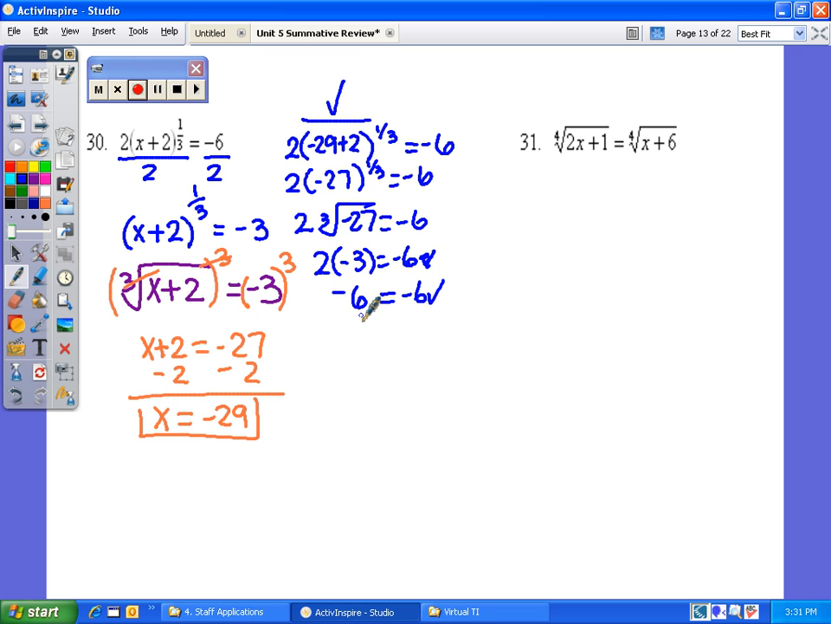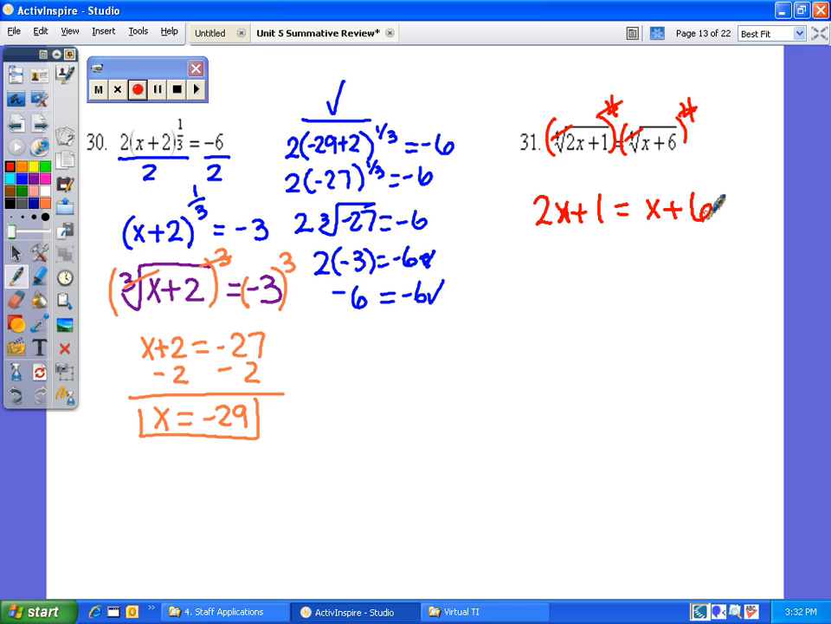Alright, next one. They both have the 4th power. So to get rid of the 4th power on both, I'm going to raise them both to the 4th. So the 4th root goes away, and I'm left with 2x + 1 = x + 6.